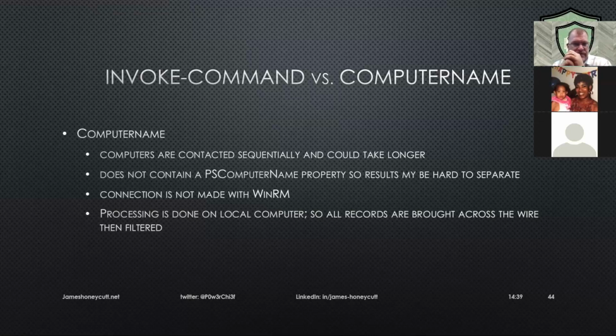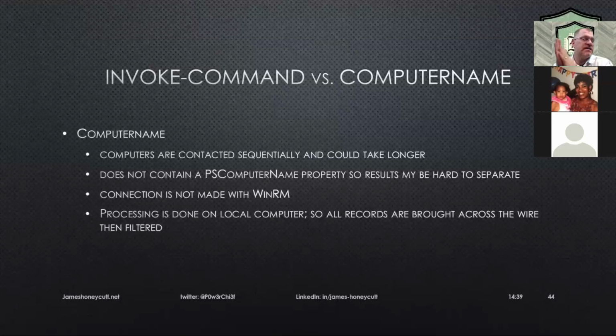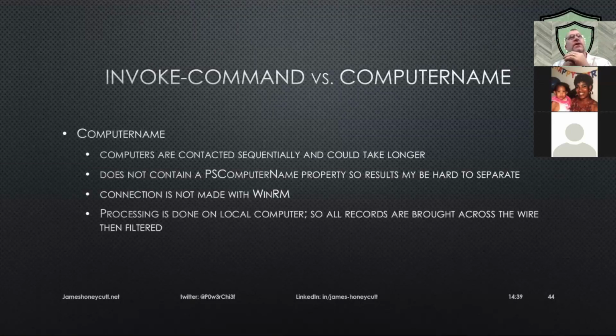So this does not contain the PS computer name property. So if you use the computer name, I think I've got an example of this, it's going to bring back all the results like in one list, but you're not going to know which process went to which computer. Whereas the invoke command, it's going to have another attribute there listed out for you, telling you which computer this particular process or service came from, or whatever it was, right?